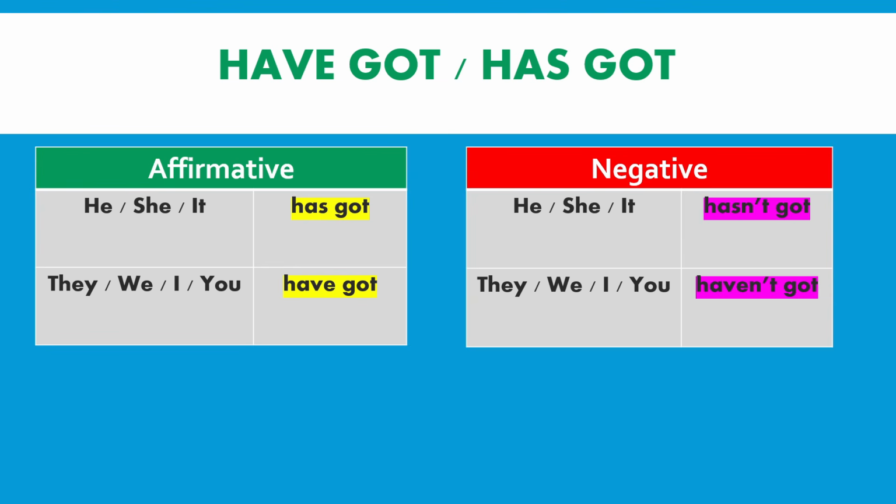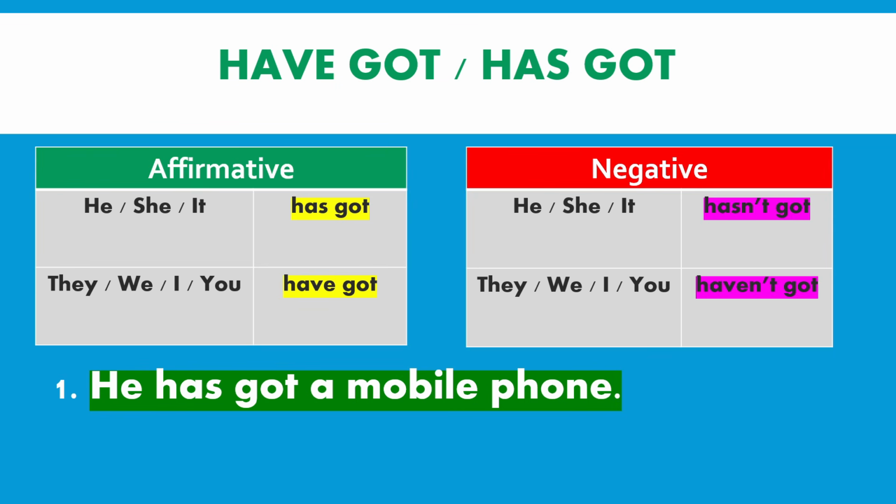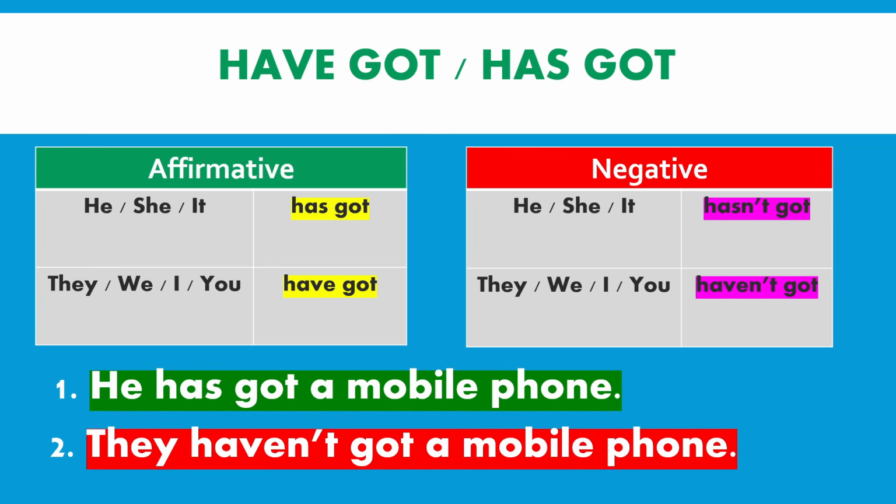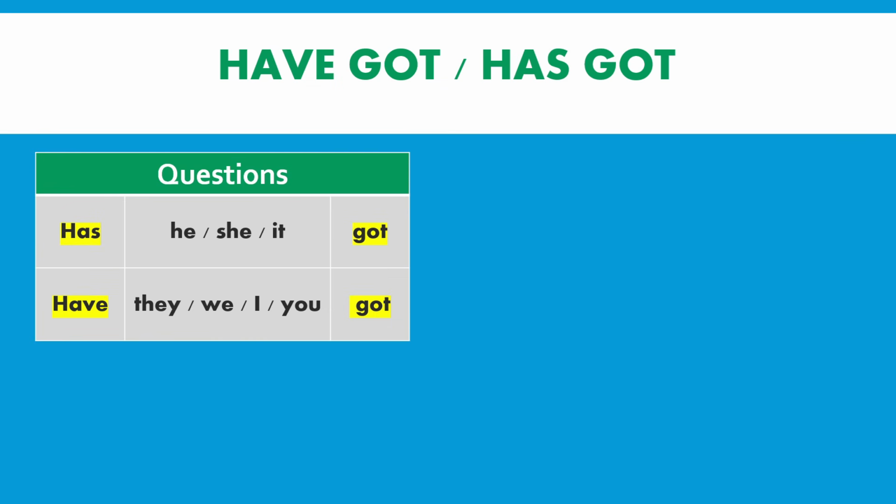Now we try to make some sample sentences. Number 1, he has got a mobile phone. Is it grammatically correct? Yes, because for the subject pronoun he, we use has got. And number 2, an example of a negative sentence. They haven't got a mobile phone. They, subject pronoun, for a negative sentence: they, we, I, you, haven't got. Okay, it's correct.